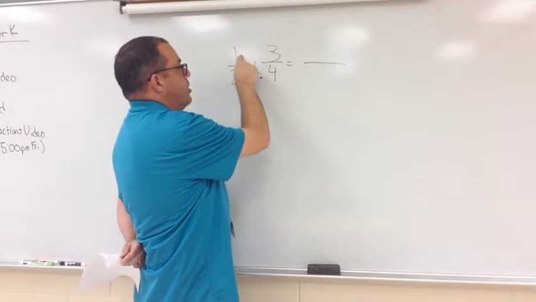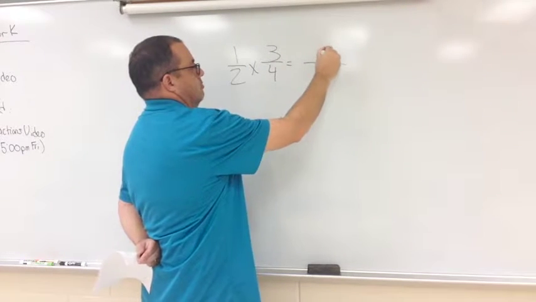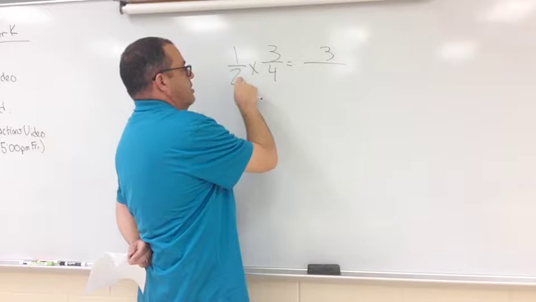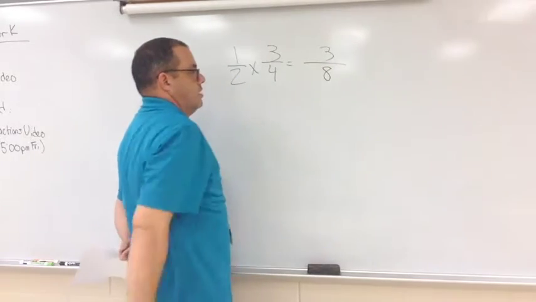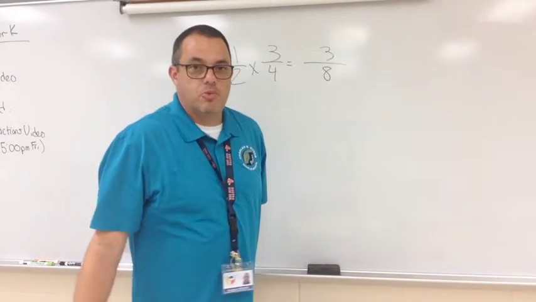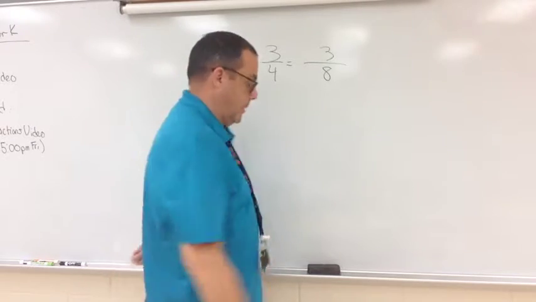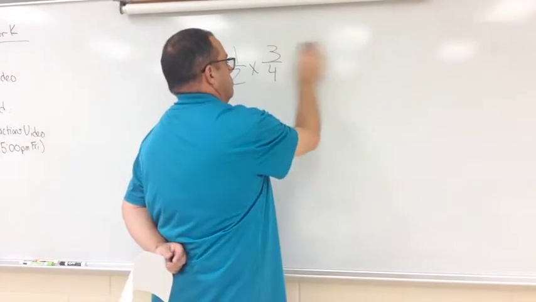So across my numerators, I've got 1 times 3. And then my denominators, I've got 2 times 4, which is 8. Okay? So for here, my answer is 3/8. Pretty easy. Okay? Let's try another one.